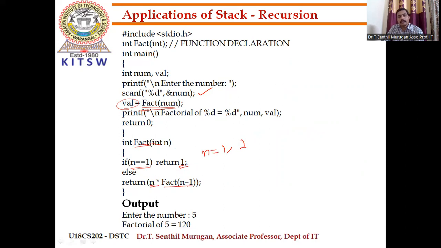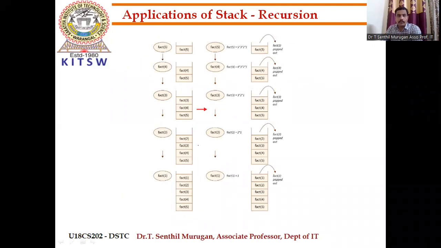Otherwise, it is n times fact of n minus 1. So if n equal to 5, it is 4, so 5 into 4 factorial. For this, we call the function again. 4 factorial means 4 into 3 factorial. Like that it will execute. We already explained. Finally, if the given n value is 5, it will calculate 120 and print it. How is it working?